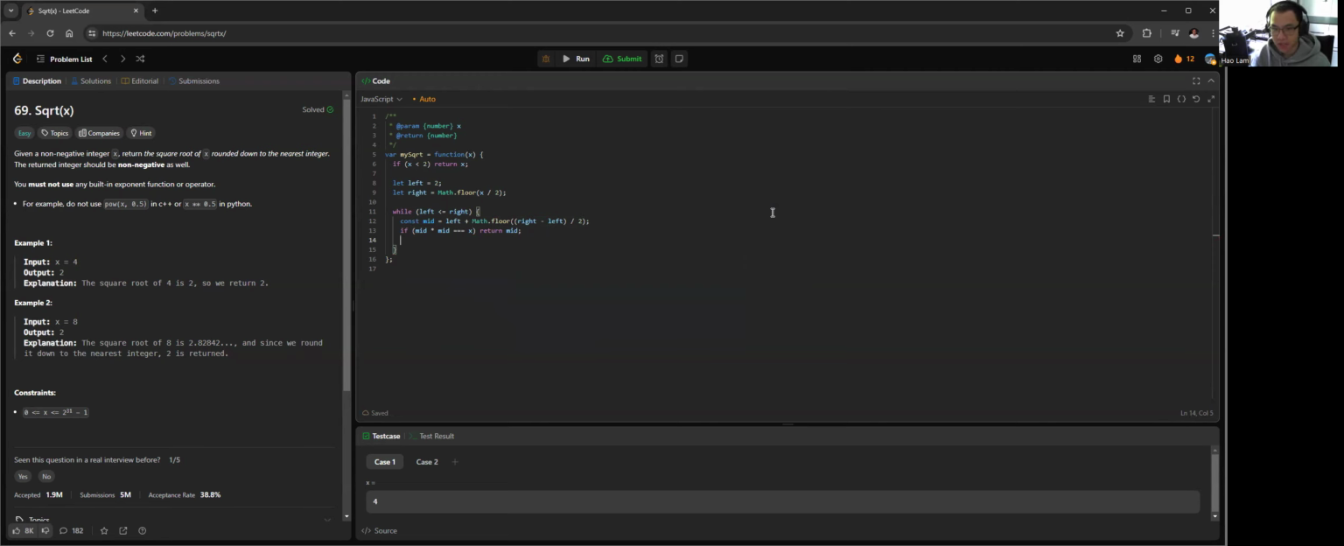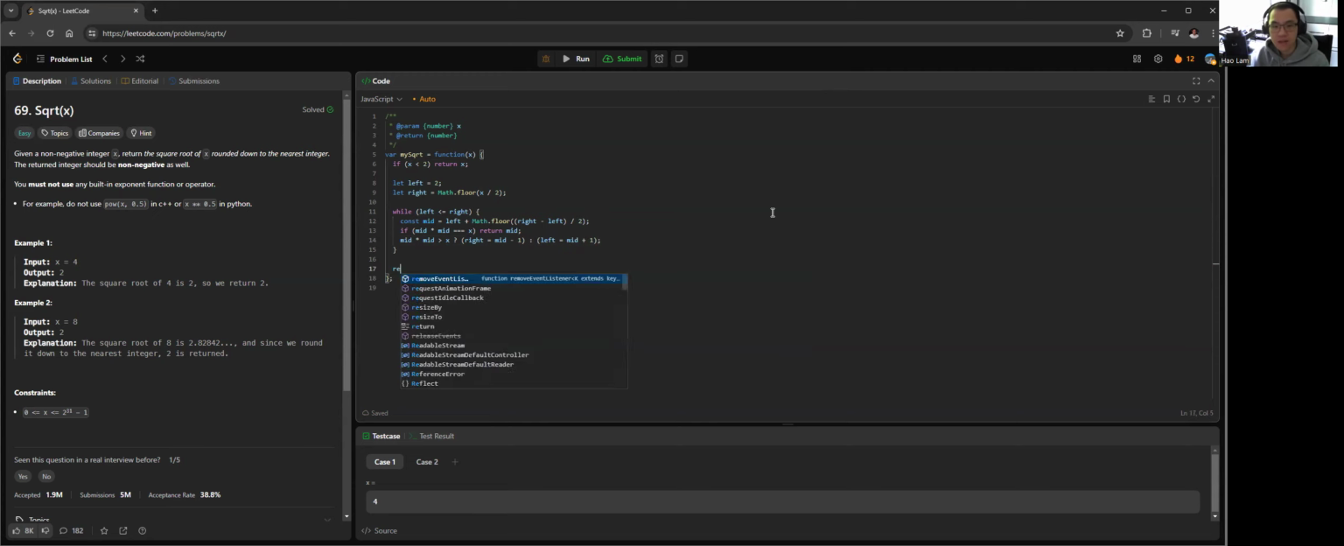Otherwise, we can increment the left or the right. So if mid multiplied by mid is larger than x, which means x is the target, because it's larger, we need to move to the left. So to move to the left, we need to update the right equal to mid minus 1. Otherwise, if it is smaller, then we need to move to the right. We move to the right by updating the left equal to mid plus 1.